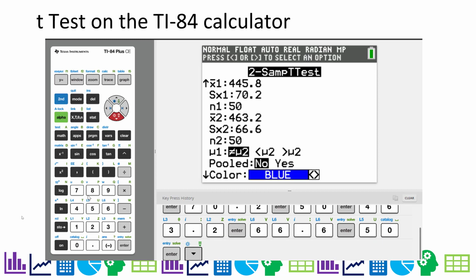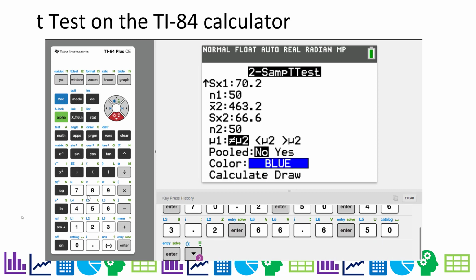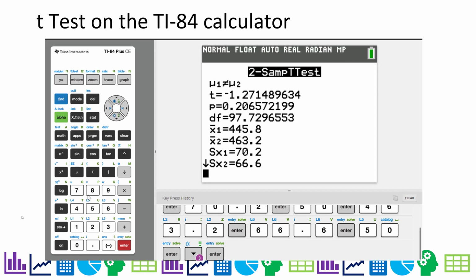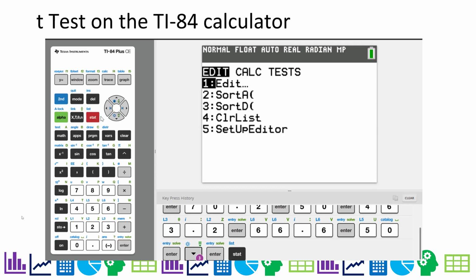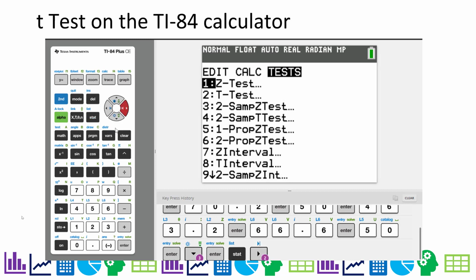We're doing a two-sided test, and we hit calculate. All right. And so you can see there's our test statistic, negative 1.27. Our p-value is 0.2066, and our degrees of freedom is 97.73.